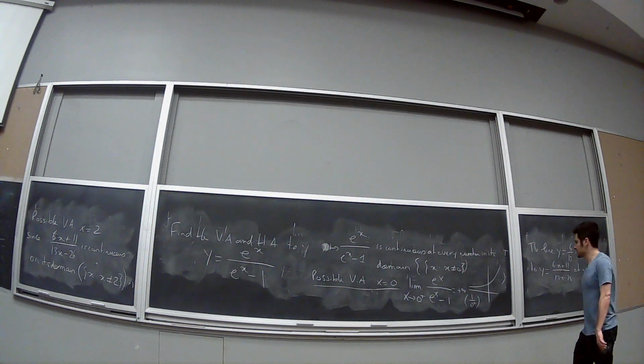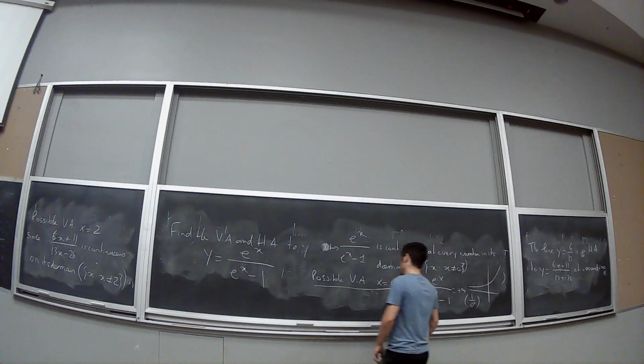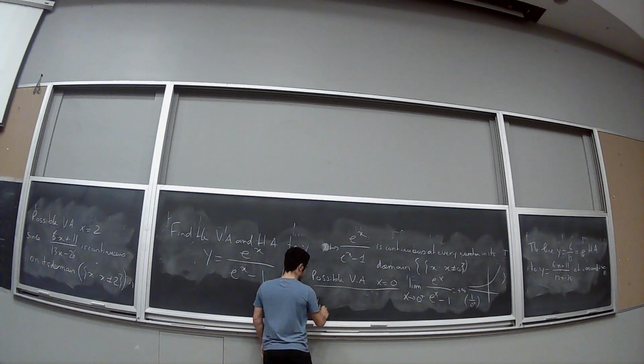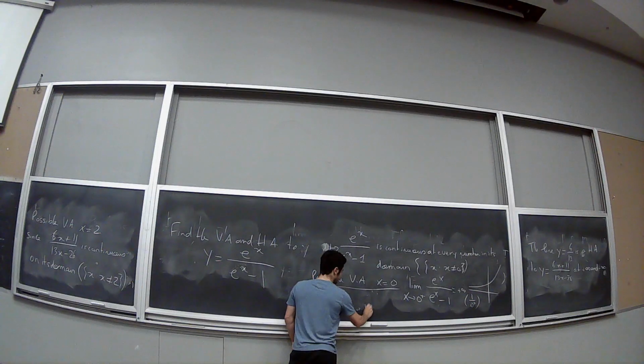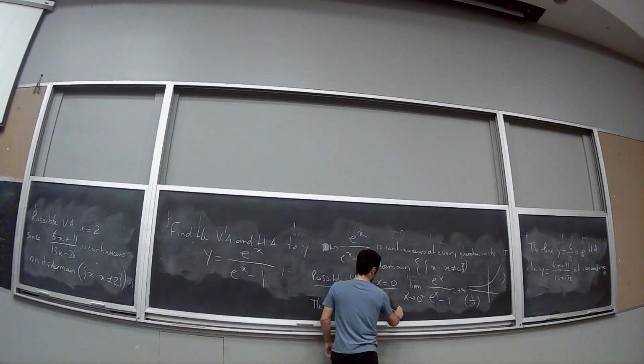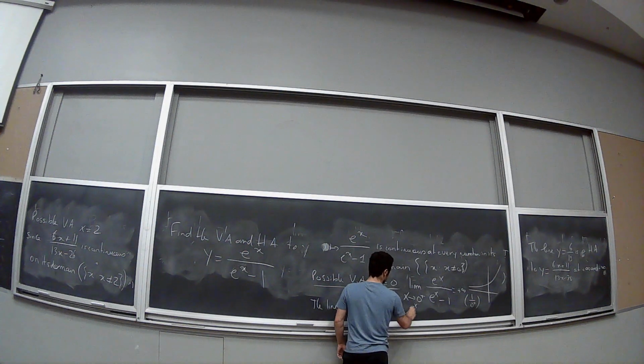Okay, this is not good. Anyways, but yeah. So the line x equals 0 is a vertical asymptote to y is equal to e to the x. Sorry about that, maybe you can't read it.